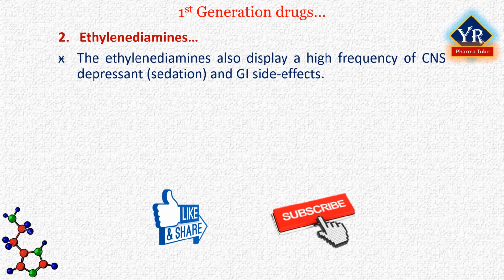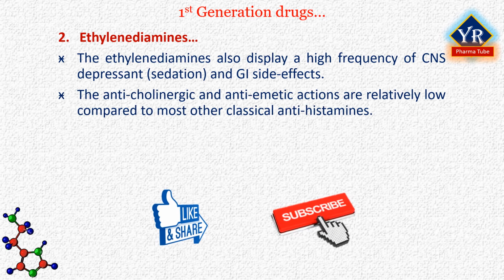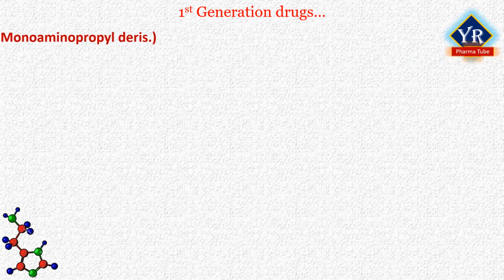The ethylenediamines also display a relatively high frequency of central nervous system depressant effects, that is sedation, and gastrointestinal side effects. The anticholinergic and antiemetic actions of these compounds are relatively low compared to most other classical antihistamines. The piperazine and phenothiazine type antihistamines also contain the ethylenediamine moiety, but these compounds are discussed separately because they exhibit significantly different pharmacological properties.